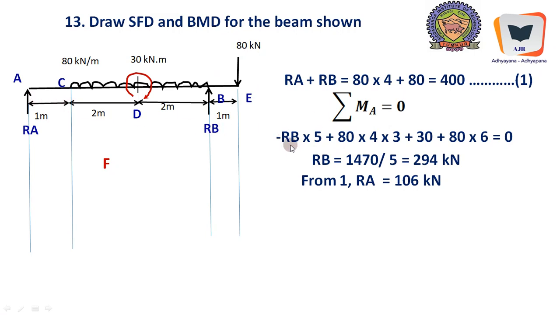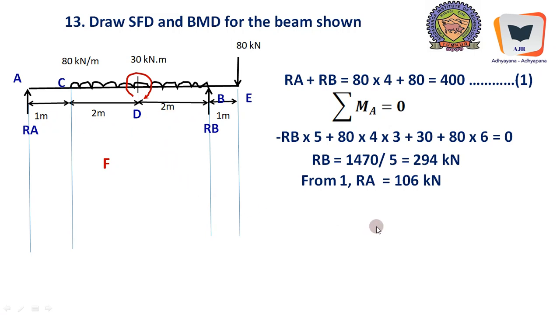We will take moment with respect to A equal to 0, algebraic sum of moments, of course. So it is RB into 5, 2 plus 2 plus 1, which is anti-clockwise, plus 80 into 4 into 3, because this is UDL. 80 into 4 is the equivalent concentrated load and it acts exactly at 2 meters, and since we are taking moment with respect to A, the moment arm becomes 2 plus 1 equals 3. Plus 30, this directly applied moment which is clockwise positive, plus 80 into 6. Here the 80 has a moment arm of 1 plus 2 plus 2 plus 1, that is 6 meters.